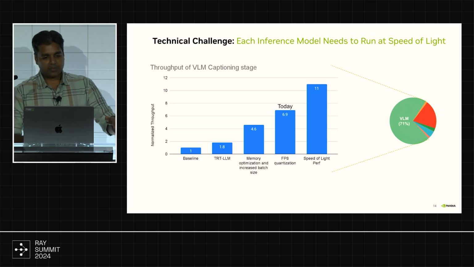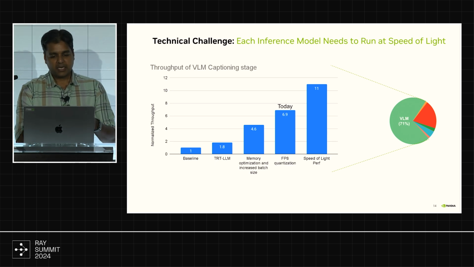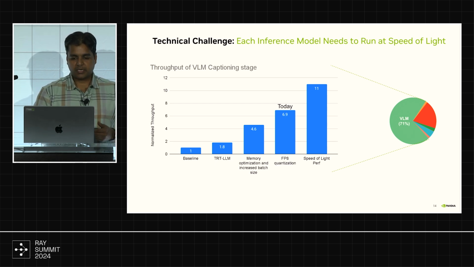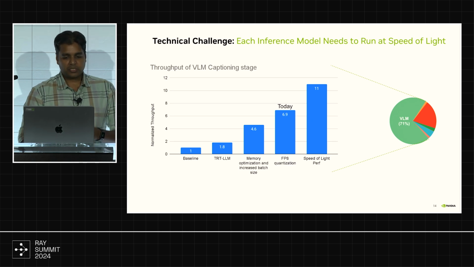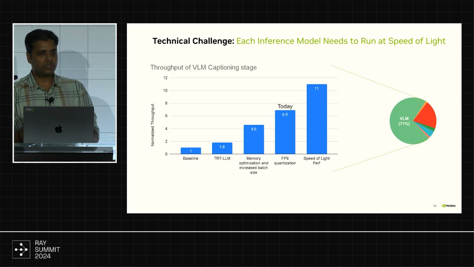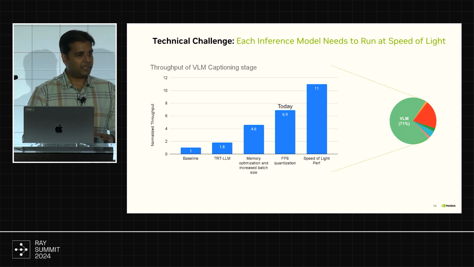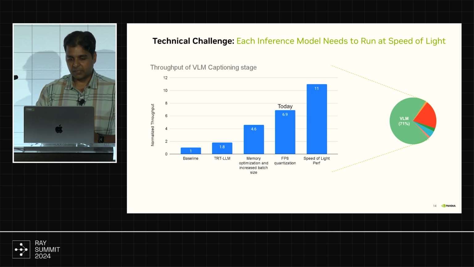So the y-axis is normalized throughput. Baseline is when we started, and then we started doing efficiency work on top. We started with TRT LLM. This is a known way of accelerating LLM models. It gave us about 2x throughput. Then we did more memory optimizations to reduce the memory on the same GPU and increase the batch size. We got more speed up. We did FP8 quantization. We did quality studies, and we found it's fine for the quality that we needed. And we are at about 7x speed up of just that model. And it was 70% of the pipeline, so we got a 7x speed up on that 70%.